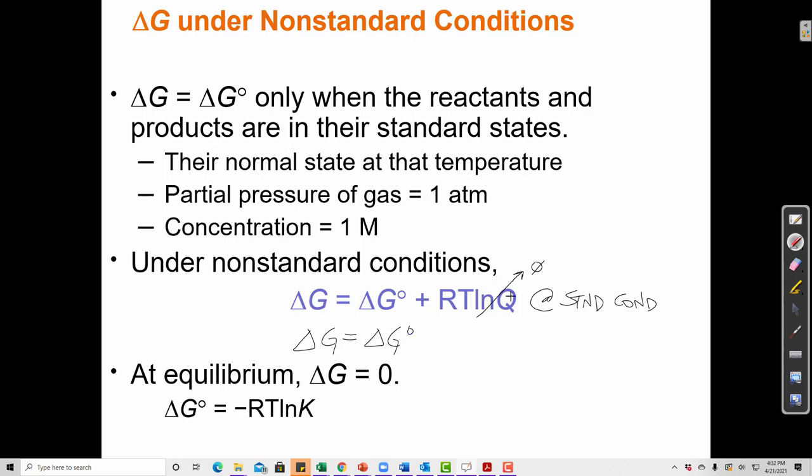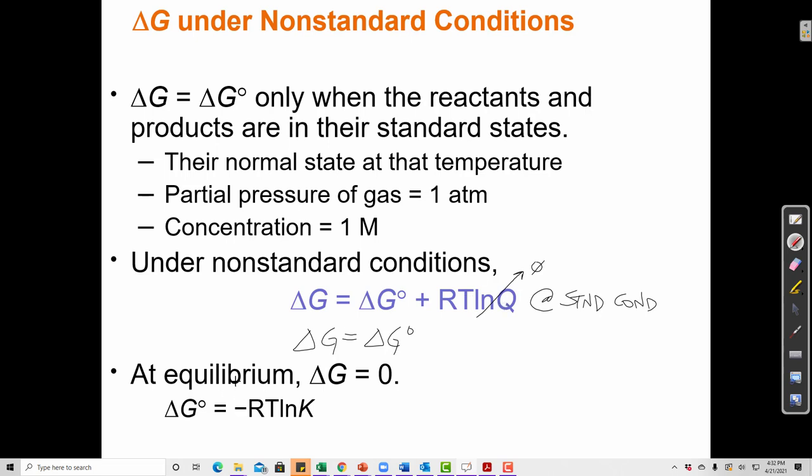So if Q is not equal to 1, which is any situation where we don't have 1 molar for reactants and products or 1 atmosphere for reactants and products, then I use this equation to compute what delta G would be. We start at delta G naught under standard conditions, and then I add a little bit more. Or if Q is a small number, I subtract a little bit. So delta G will be about the same size as delta G naught, but a little bit bigger or smaller, depending on the values of T and Q.